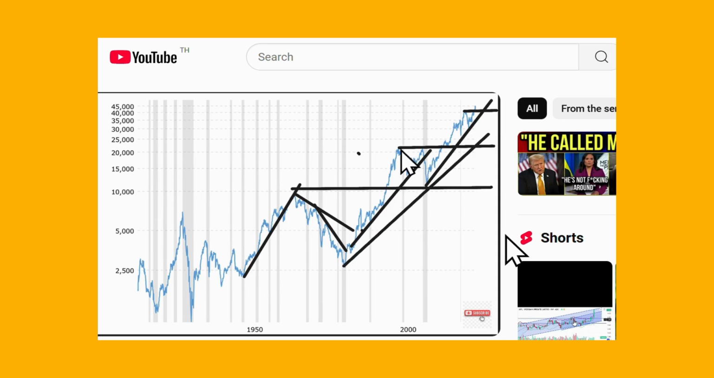Then we had the 2000 correction, back to the trend line. We ran back up again, didn't beat the previous high. We had the GFC. She came back down, and that was the start of a new upward trend. So we now have a longer term uptrend and I guess a shorter term uptrend now. So this is essentially where the Dow Jones is today.